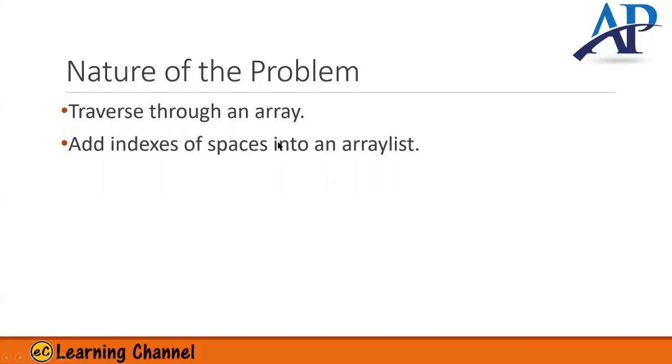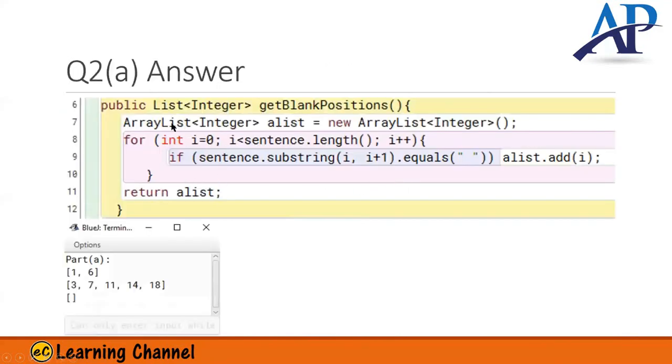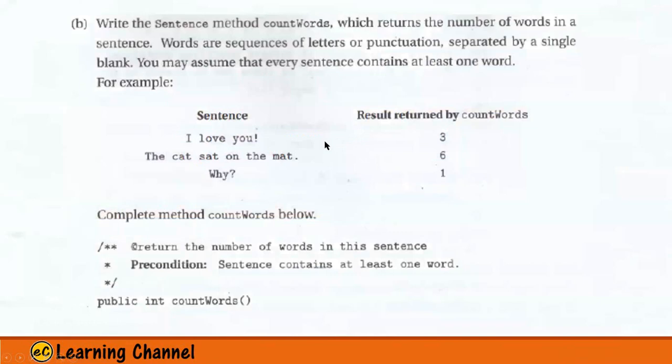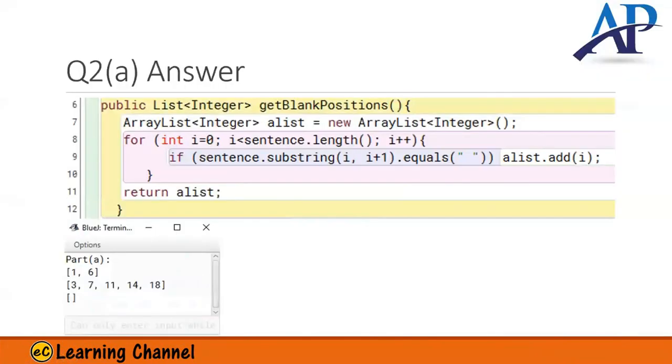So basically, traverse through an array and add the index of spaces into the array list. So this one's actually easy. You create a new array list. This is a must.